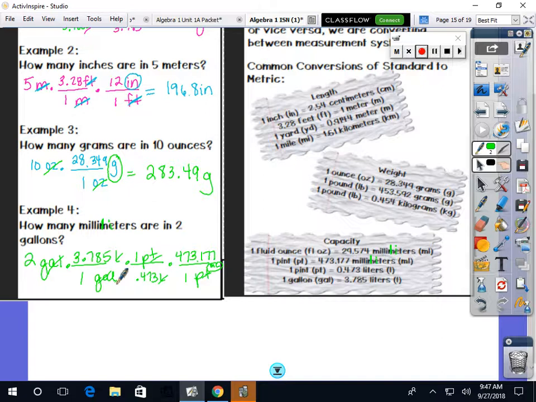Starts with a 7. What comes after the 7? 5, and then 0.8, and that's milliliters.